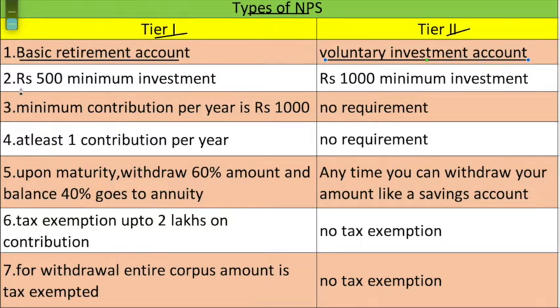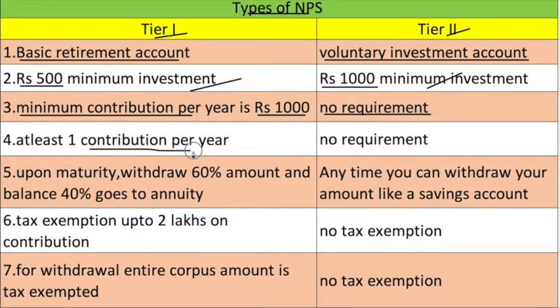When we come to the minimum investment, in Tier 1, the minimum investment is Rs 500 and in Tier 2, it is Rs 1000. This is the minimum investment in Tier 1 and Tier 2 when you are opening an account. Next, when we come to minimum contribution per year, you have to make at least Rs 1000 as minimum contribution in a year. Whereas in Tier 2, there is no such requirement. In Tier 2, you can skip your minimum contribution if you want.